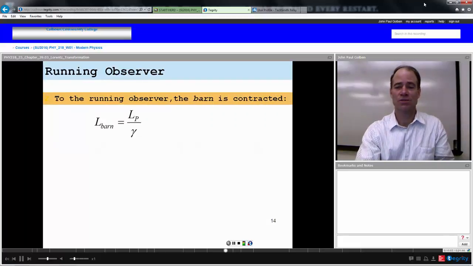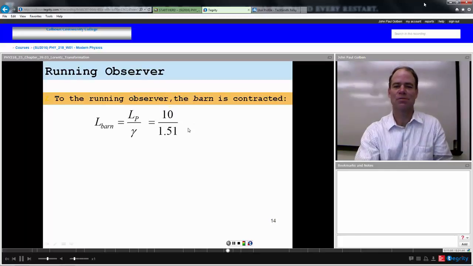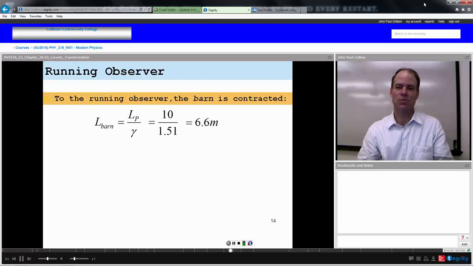However, to the running observer, the barn is contracted. The proper length of the barn is 10 meters, but divide that by gamma, and to the runner, the running observer, the length of the barn is 6.6 meters long.